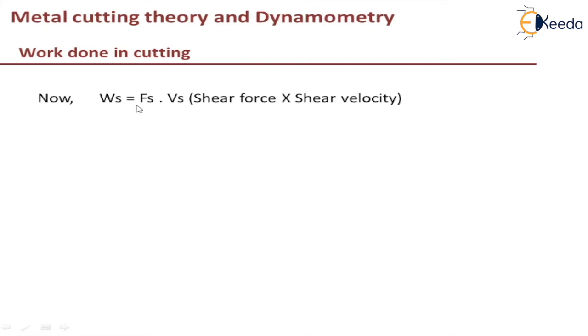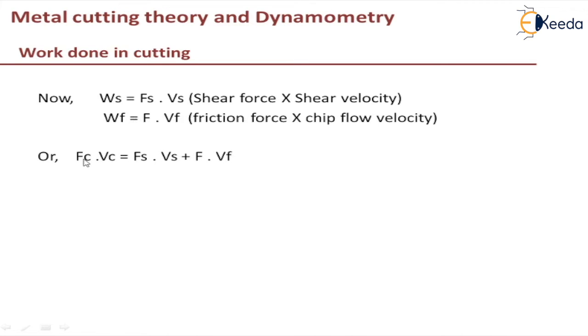Now Ws will be equal to Fs into Vs, that is shear force into shear velocity, and Wf is F into Vf, that is friction force into chip flow velocity. Therefore Wm will be equal to W, that is the summation of Ws plus Wf. The Ws term is Fs into Vs, and the Wf term is F into Vf.